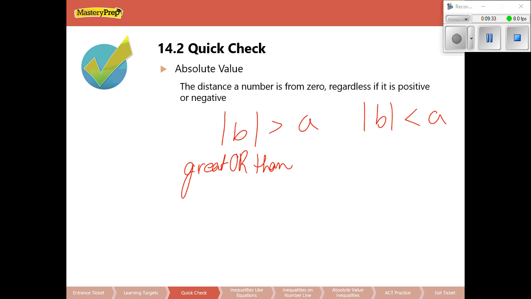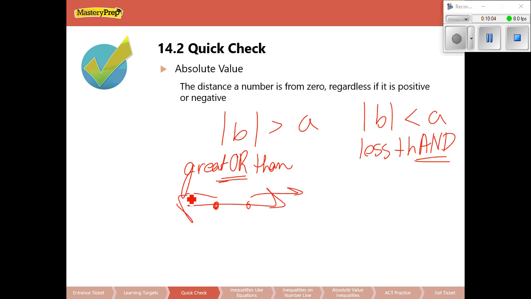Because if the absolute value is great or than a number, we're dealing with an or statement. If it is less than, we actually have an and statement. With absolute values, we have less than or great or than. And this can sometimes be helpful because here great or, we're looking at something that's going to have 2 points, and it's going to be facing in opposite directions. For and, we're going to have 2 endpoints, and it's going to be everything in the middle.